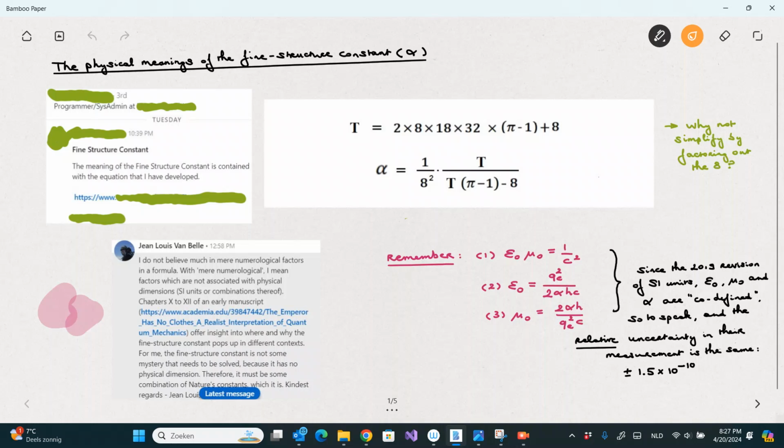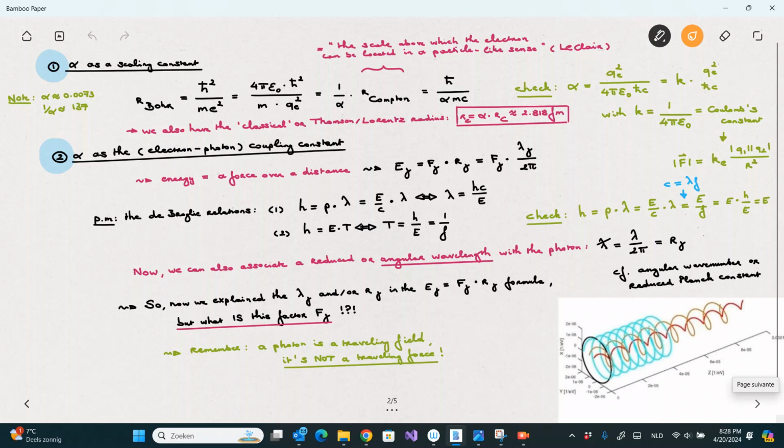But those formulas do make sense, of course, and I said they do have a physical dimension, electric and magnetic constant, but it doesn't really give the physical meaning. So that's why I want to talk a little bit about that. What does it all mean?